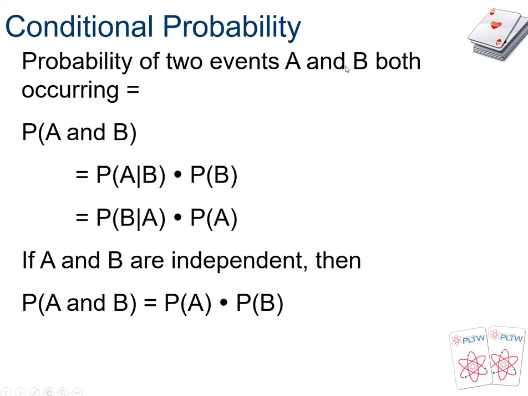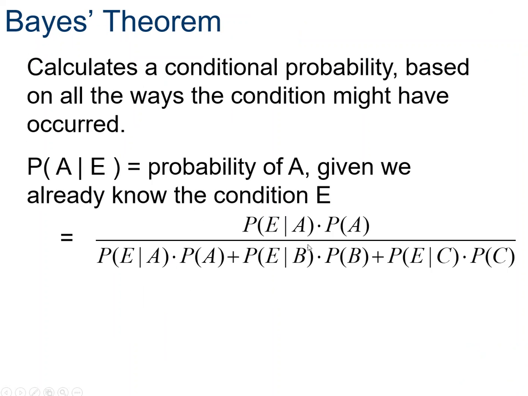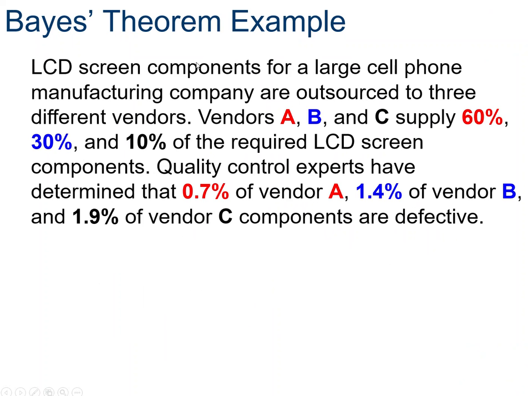Probability of 2 events A and B occurring. If A and B are independent, then probability of A and B equals P of A times P of B, and you get this wonderful, wonderful formula here. So, an example of how this theorem is in place.